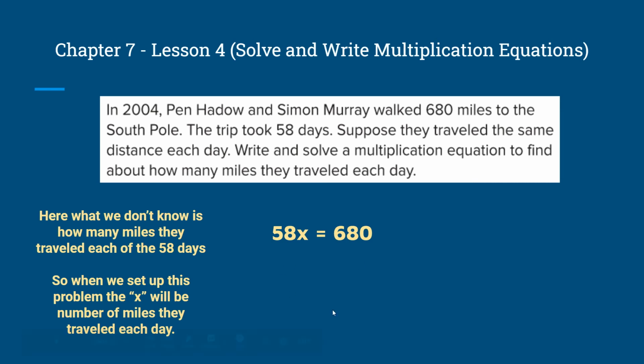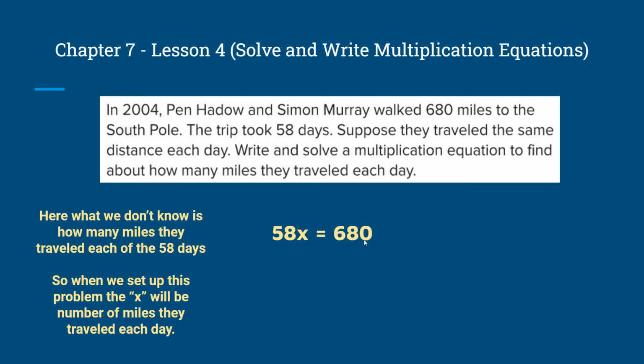Well, the total number that they traveled is 680. We know that's going to be by itself. We just have to figure out how they got to that 680. The problem tells us it took them 58 days to get there, but we don't know how many miles they went each day. But what we do know is that they traveled the same distance each day. So that means our problem sets up like this: 58 times something is going to make 680.